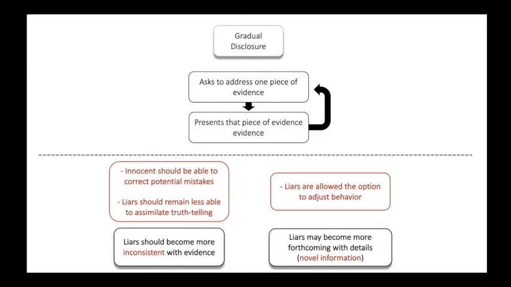An additional effect of the gradual disclosure is that liars are also allowed the option to adjust their behavior, similarly as the innocent subject would be. Because again, being made aware that the interviewer asks questions for which they already know the answer has the potential at least to influence guilty suspects or lying suspects, excuse me for mixing up these terms, to become more forthcoming with details, because if they're caught in the lie over and over again, it's not going to look good for them.